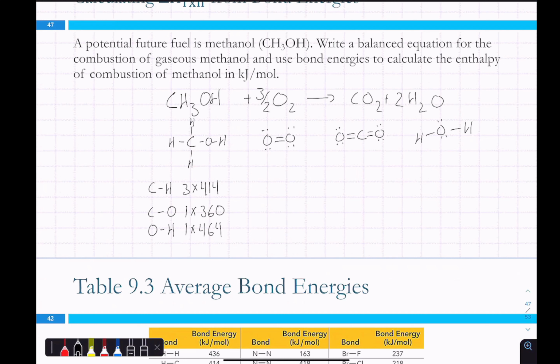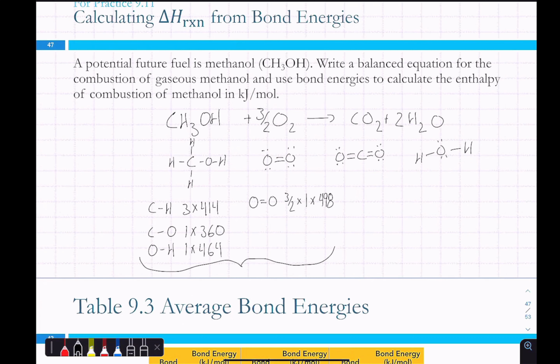Now we can move over to our oxygen. We have an oxygen double bond, and that's going to be 3 halves, that coefficient, times the 1 oxygen double bond, times the energy of that, which is going to be 498 kilojoules. All of these will be added together.